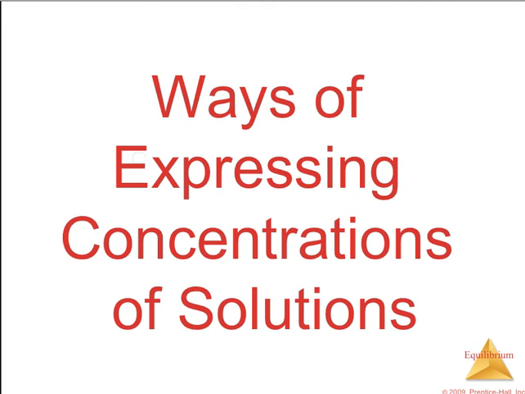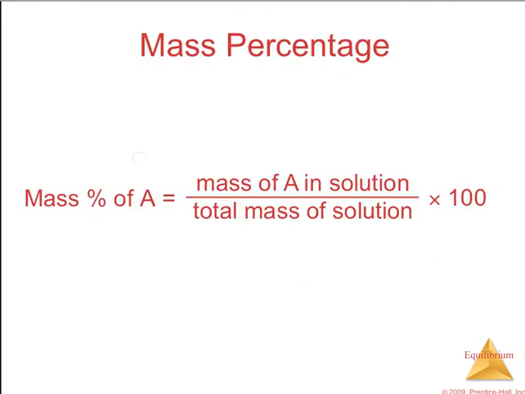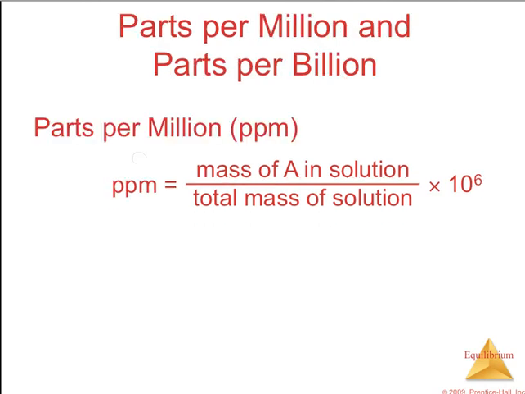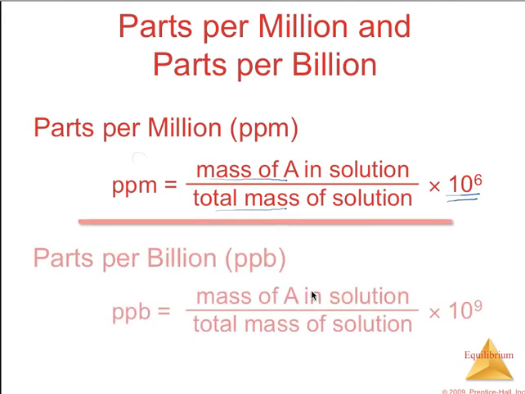Let's continue talking about ways of expressing concentration of solutions. We have a mass percentage, which is the mass of your solute A in solution over the total mass of the solution, and that's the mass percent of A multiplied by 100. Then you have parts per million and parts per billion. In parts per million, it is the mass of A in the solution over the total mass of the solution times 10 to the 6th. That's where you get the million in parts per million. For parts per billion, we're going to multiply by 10 to the 9th, and that's where the billion comes in.